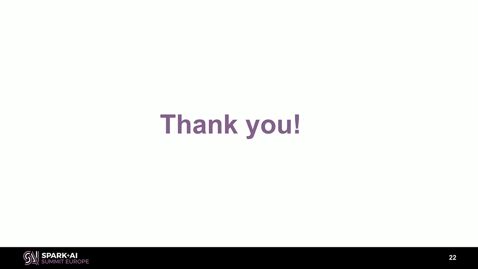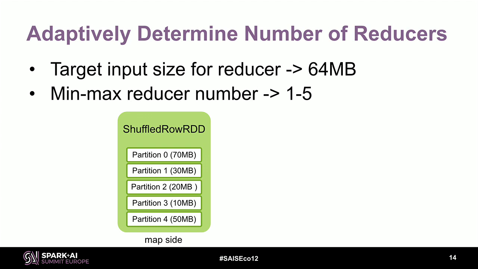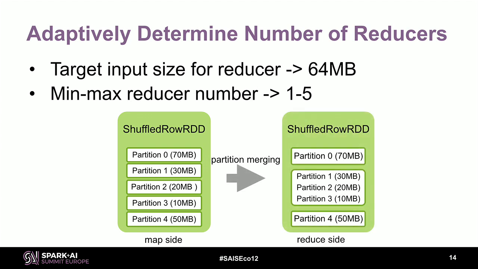Can you please re-explain the example on slide 14, the one where we had repartitioning, when we decreased the number of partitions? Slide 14, okay. I don't really understand what yielded a better performance when we adaptively determine the number of reducers. I didn't understand the whole idea here. Okay, you mean I explain this a little more? Yes, please.